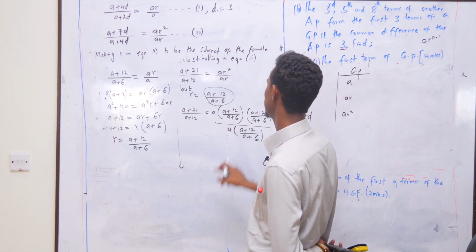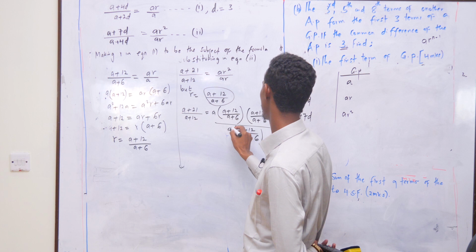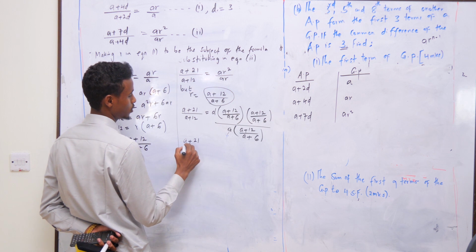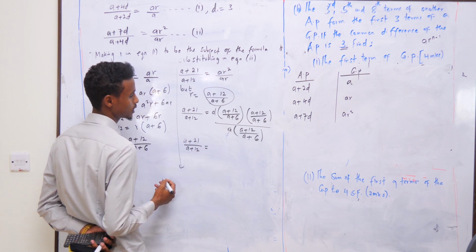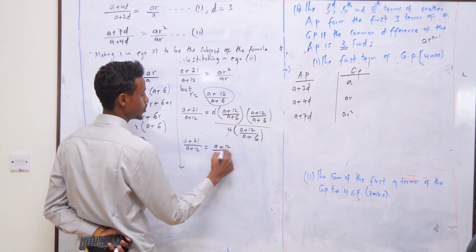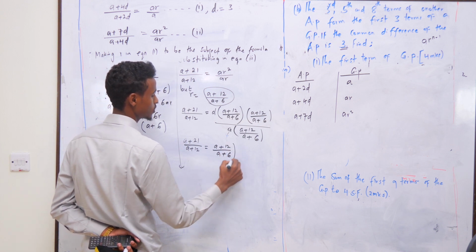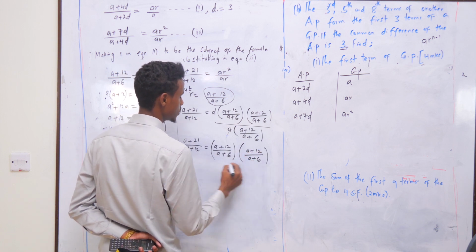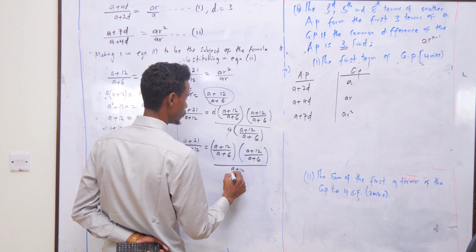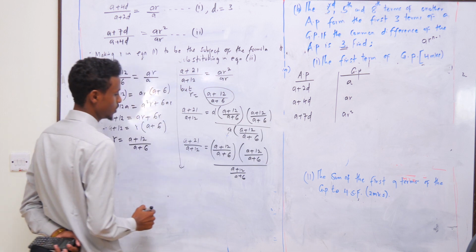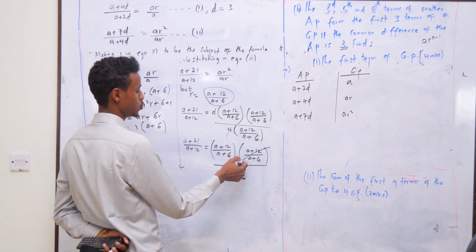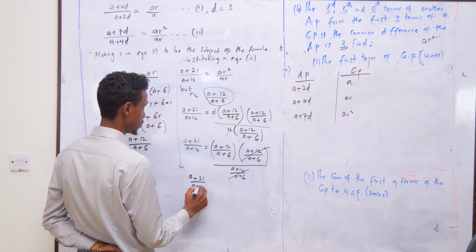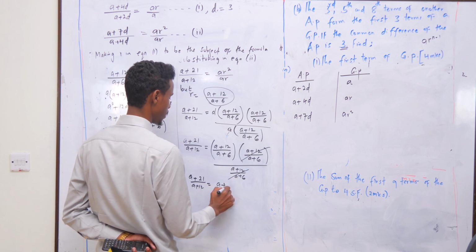So you can see a we can cancel one another because it's common here. Now you can see you have a + 12 out of a + 6 multiplied by (a + 12)/(a + 6) out of (a + 12)/(a + 6). Now class, I think we can cancel out these two. This one is going to cancel out this one. We're going to remain with (a + 12)/(a + 6).